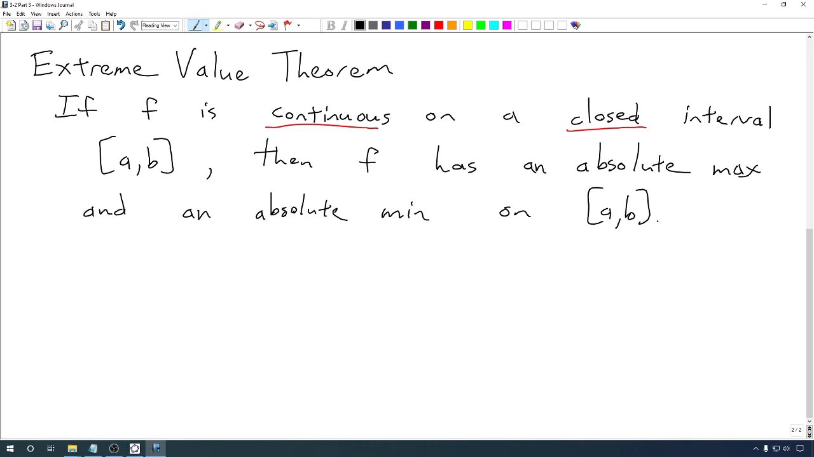Now, it is possible to have absolute maximums and minimums otherwise. This is just a theorem that guarantees the existence of them in one particular case that is generally enough to be very useful.